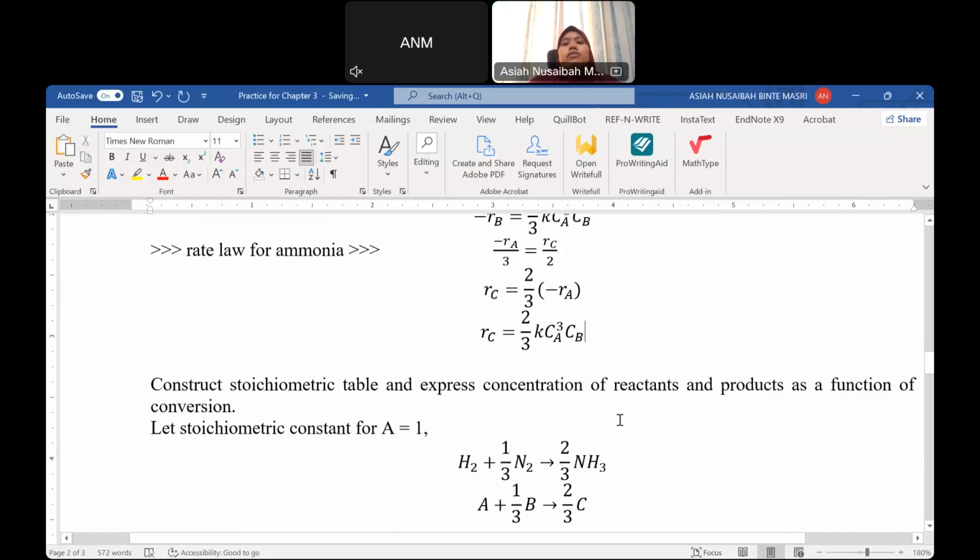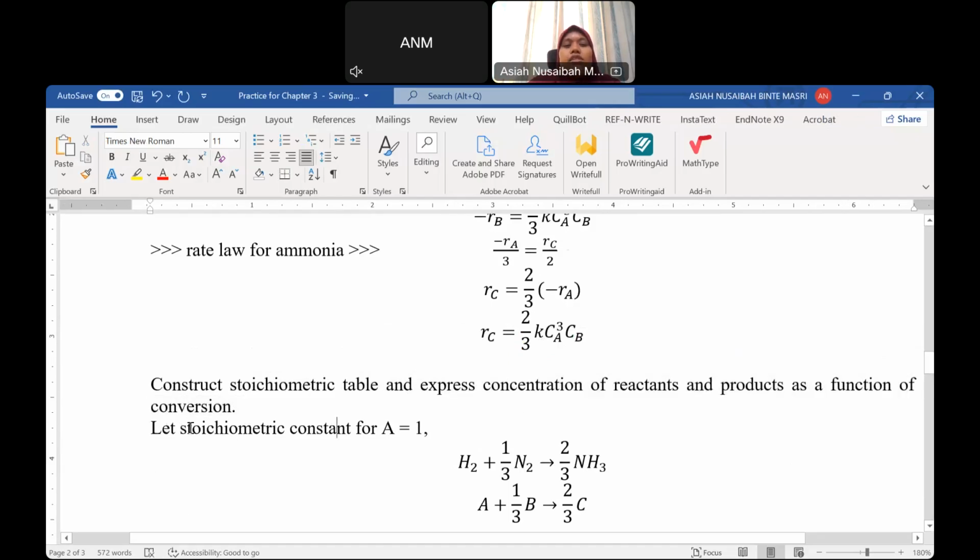Back to the equation, okay? We already translated everything into some useful information. Now the question says construct a stoichiometric table and express concentration of reactant and products as a function of conversion. So this is our target. Before we proceed, what do we do before we construct the table?